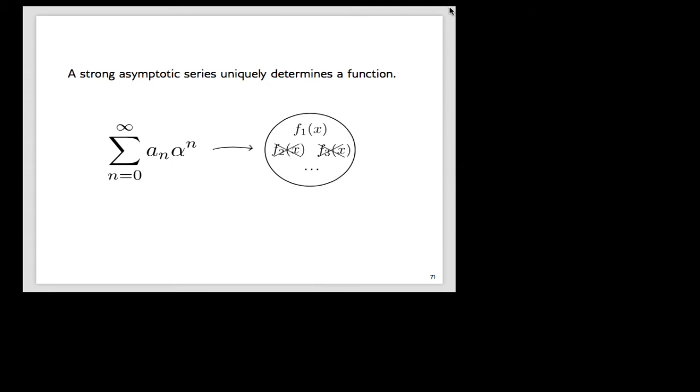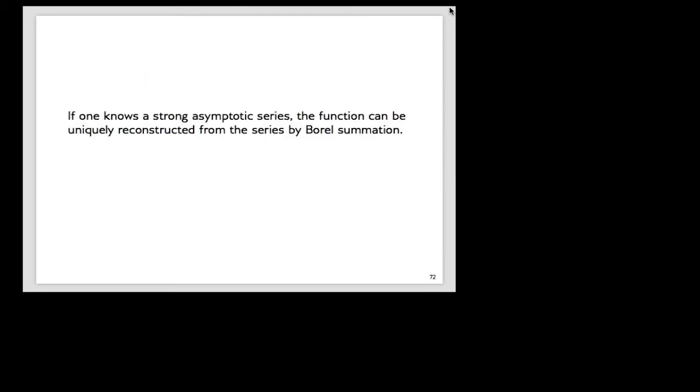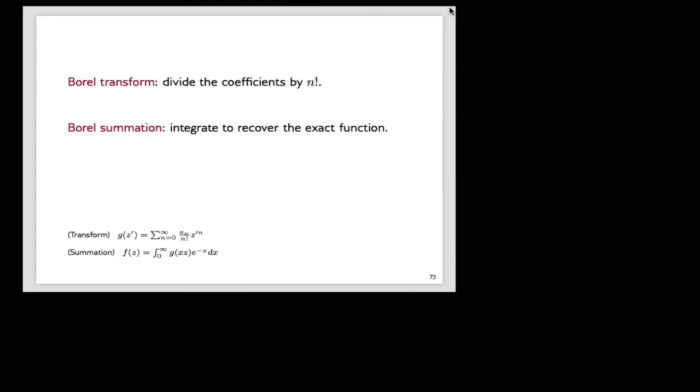So a strong asymptotic series uniquely determines the function. If you know the strong asymptotic series of a function, there can only be that one function lying behind the success of the early terms in the series. And if you know the strong asymptotic series, the function can be uniquely reconstructed from the series by Borel summation. So the idea of Borel summation is to divide the coefficients in the expansion by n factorial and integrate to recover the exact function.